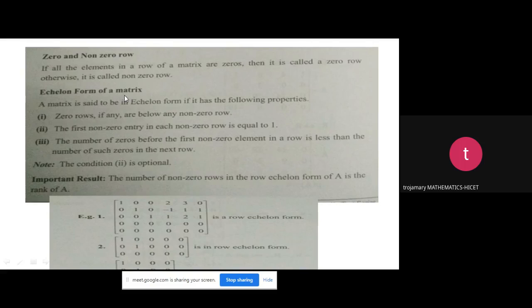Echelon form of a matrix. A matrix is said to be in echelon form if it has the following properties. Zero rows, if any, are below any non-zero row. The first non-zero entry in each non-zero row is equal to 1. The number of zeros before the first non-zero element in a row is less than the number of such zeros in the next row.